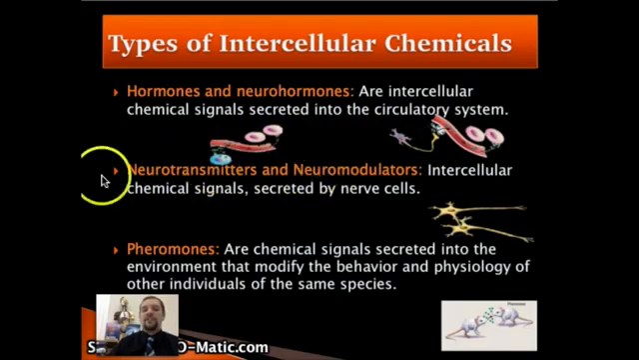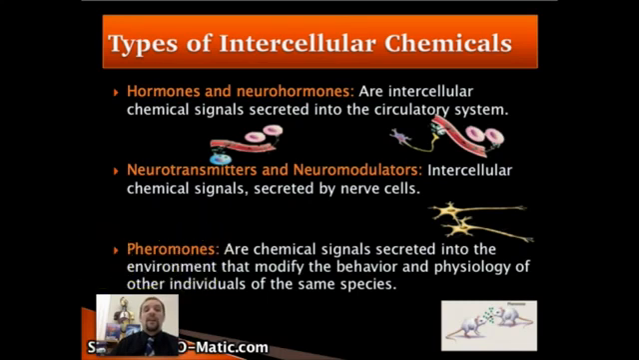Neurotransmitters and neuromodulators are intracellular chemical signals that are going to be secreted by the nerve cell. So when we look at how you send messages from one part of your body to another, that's using a neurotransmitter. So we go from one nerve to the next nerve to the next nerve. That is using the neurotransmitter to send the signal.